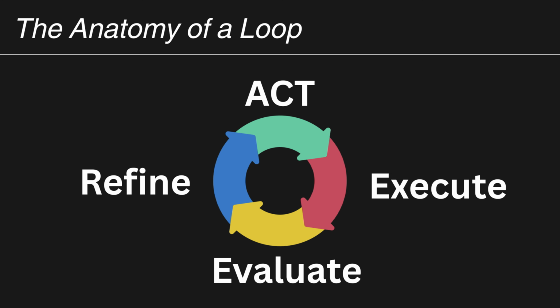The anatomy of a loop. A standard engineering loop generally consists of 4 distinct phases. Act. The agent generates code, a response, or an API call. Execute. The system runs that action in a sandbox environment, for example, executing a Python script or hitting a live endpoint. Evaluate. A feedback mechanism, which could be a linter, a unit test, or another LLM, checks the output. Refine. The original model ingests the error logs or feedback and loops back to step 1.